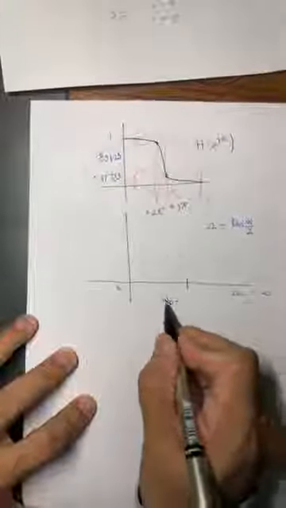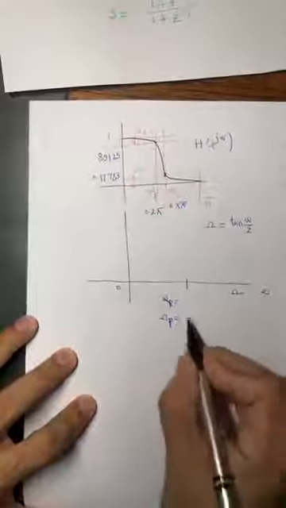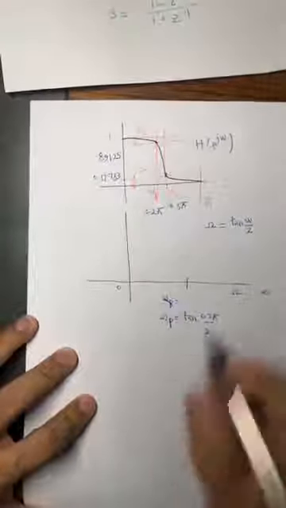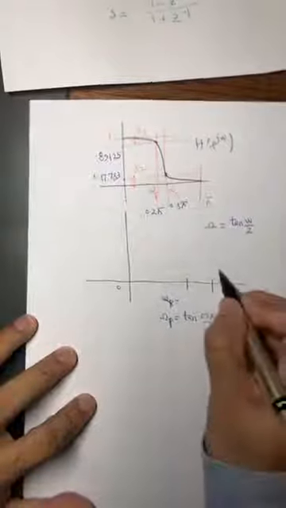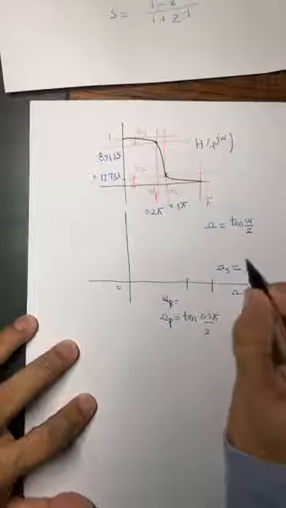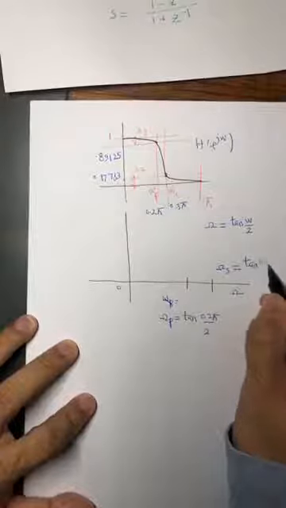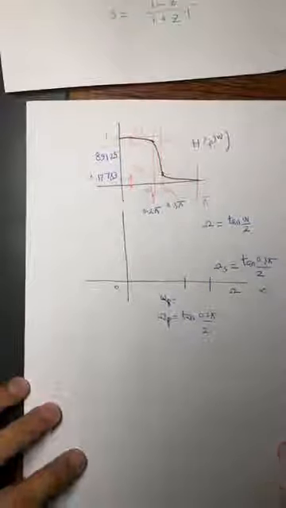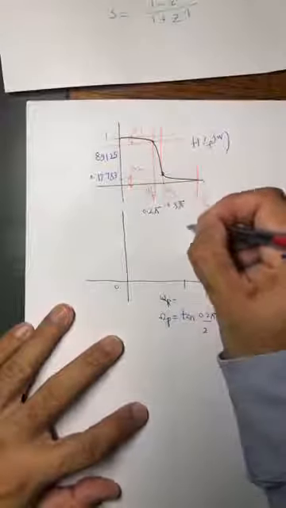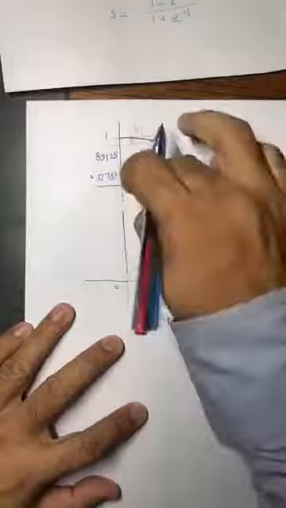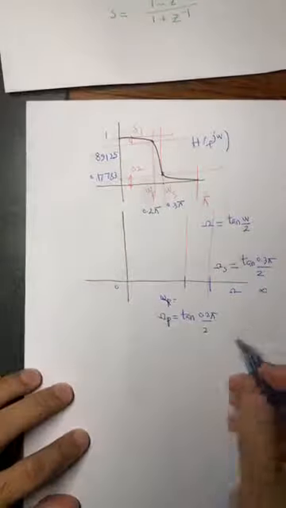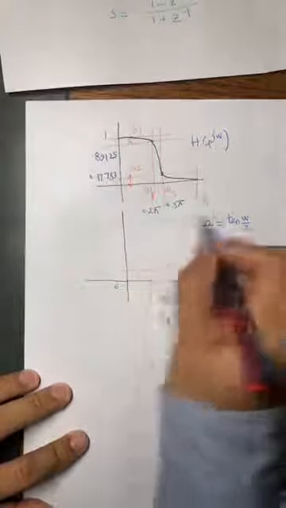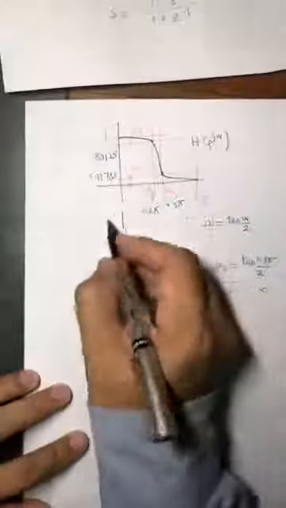So capital omega p is equal to tangent of 0.2 pi over 2. And this is your omega s: first you put tangent of 0.3 pi divided by 2. So use your calculator to find out these values. I don't mind, because once I go back, it will again map to something like this. So I'm not too concerned about this. This is not going to change.